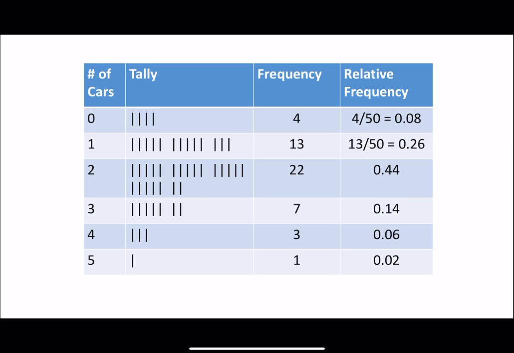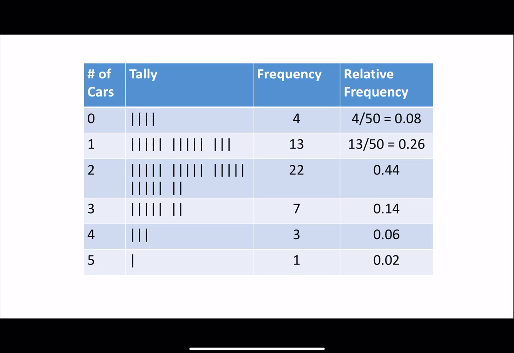So here is my frequency and relative frequency table. These little tally marks, as I counted them up, I put tally marks in there. You don't have to do that, remember. So for 0 cars, that occurred 4 times. So of these people that we asked, 4 of them said that they have 0 cars available.